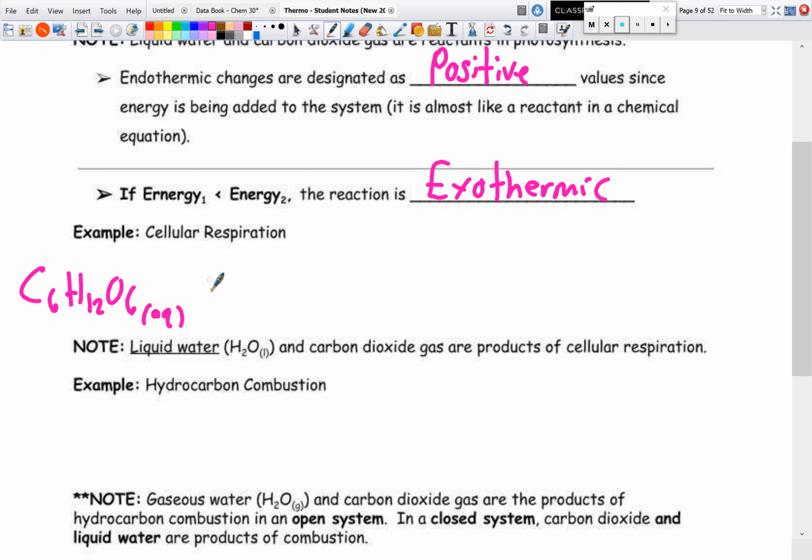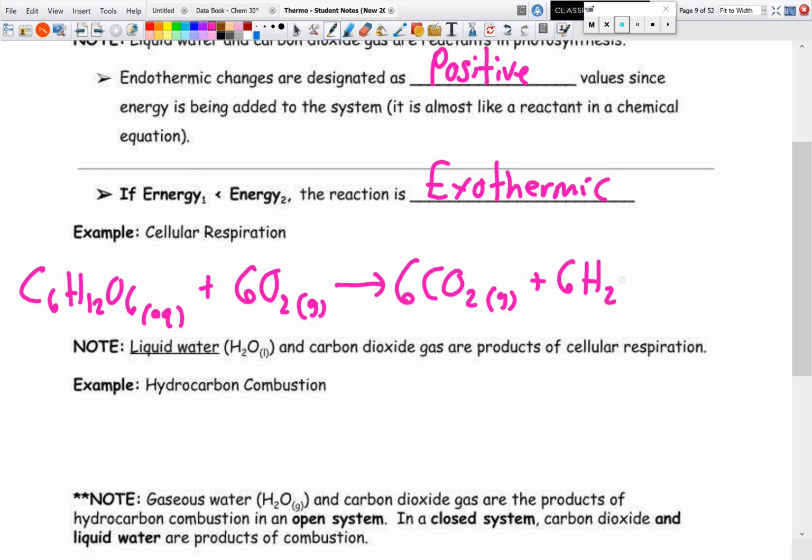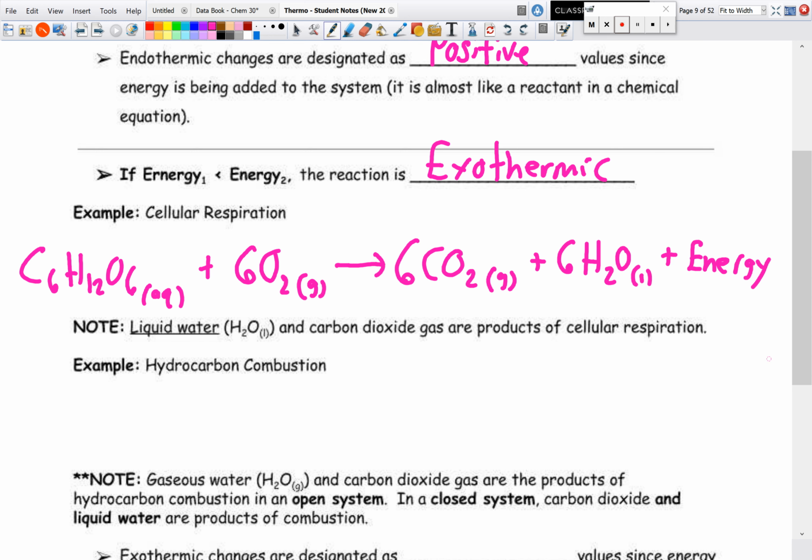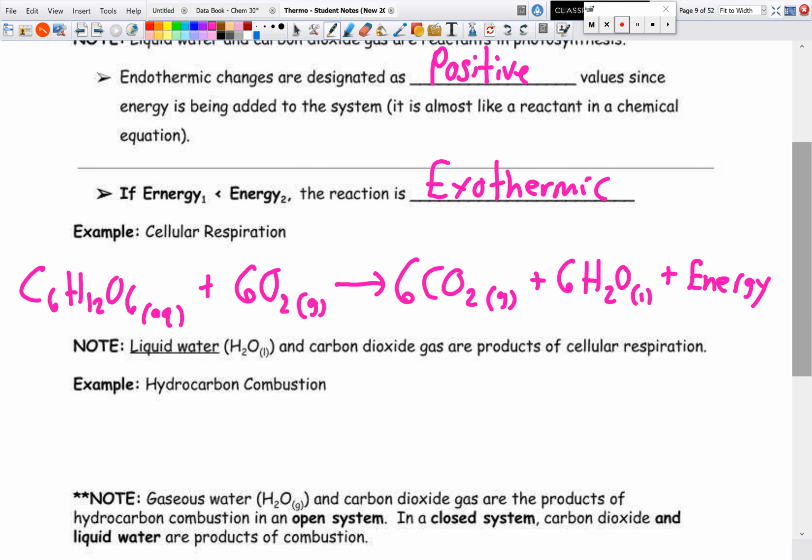So we have aqueous glucose plus oxygen gas. It's going to produce, in this case right here, 6 carbon dioxide plus 6 H2O liquid and plus energy in the form of ATP for those of you who've done bio. Now, once again, liquid water and carbon dioxide gas are being produced in cellular respiration. So it is just the reverse of photosynthesis.